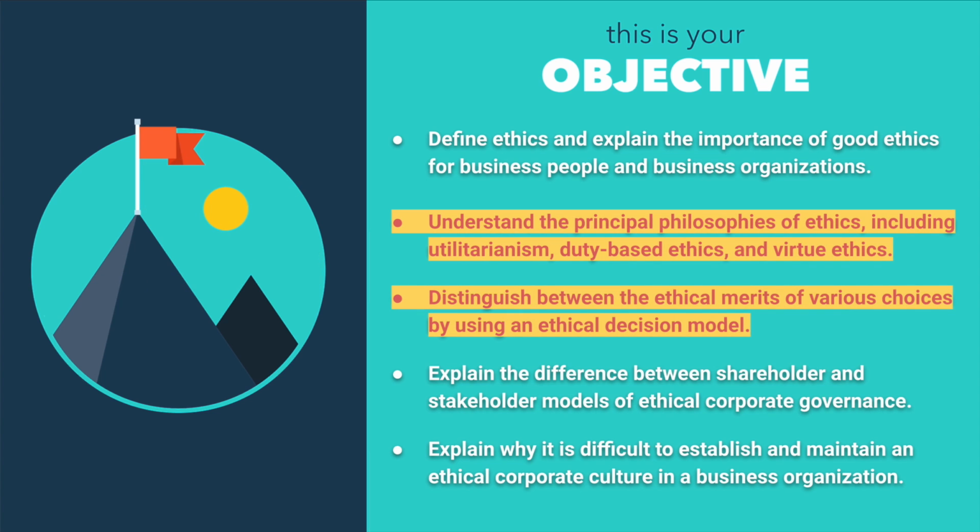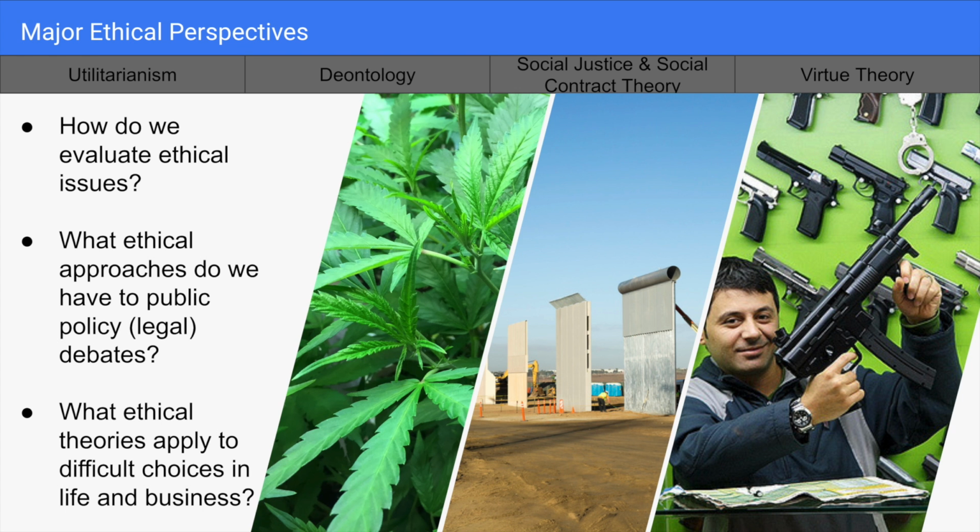Here we turn to some ethical models of decision making for both individuals and for organizations. So, how can we evaluate ethical issues? What ethical approaches do we have to maybe resolve public policy debates? What ethical theories apply to difficult choices, not only in life, but also in business? Good business means good ethics, but how do they come to make sound ethical decisions, even when confronted with such incentive to maximize profits?